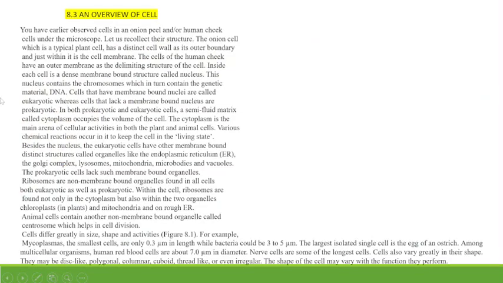Now let's see the overview of a cell. So you have earlier observed cells in the onion peel or human cheek cells under the microscope. So now let us recollect their structure. The onion cell, which is a typical plant cell, has a distinct cell wall as its outer boundary, and just within it is the cell membrane.